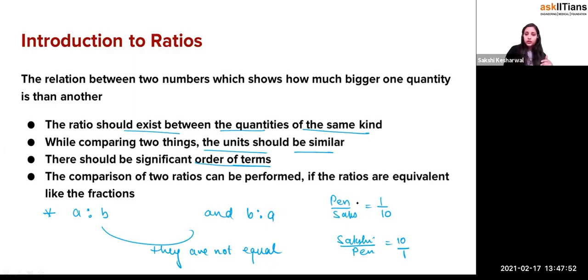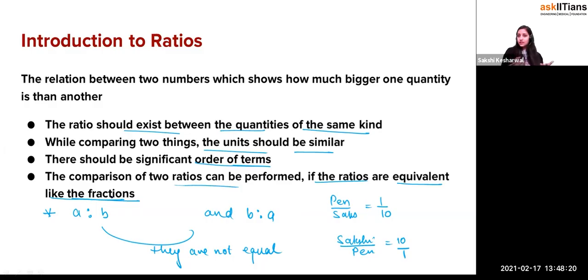So you are doing the comparison, okay. You can say that Sakshi is 10 times the pen, or the pen is 10 times lesser than Sakshi. Yes or no? It's like this. So these are the two comparisons. So take care of these things, right? So comparison of two ratios can be performed if the ratios are equivalent, like fractions, right?